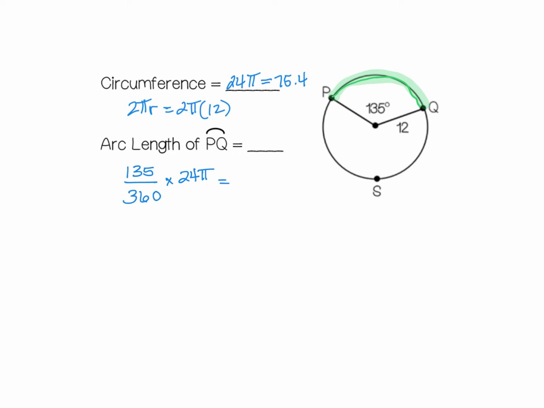And so when I type this into the calculator, these would be the buttons I'm actually pushing. And so that gives you 9, and then you maintain that pi symbol. So this is going to be 9 pi or 28.27.